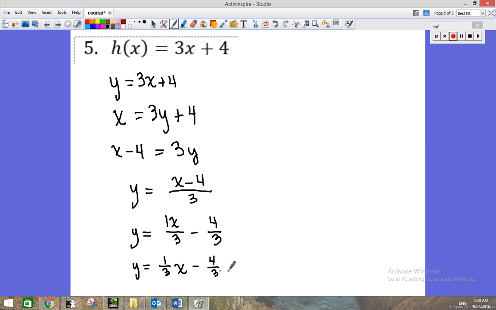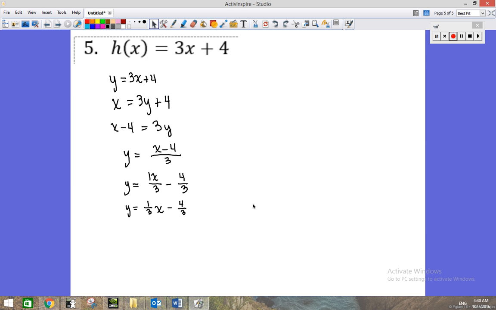negative 4/3, and from our previous discussion and thought of what 3x plus 4 looks like, I know that I can use this function notation, and that these two are inverses of each other, and they are both functions. So they are both one-to-one functions. So there is my answer for number 5.